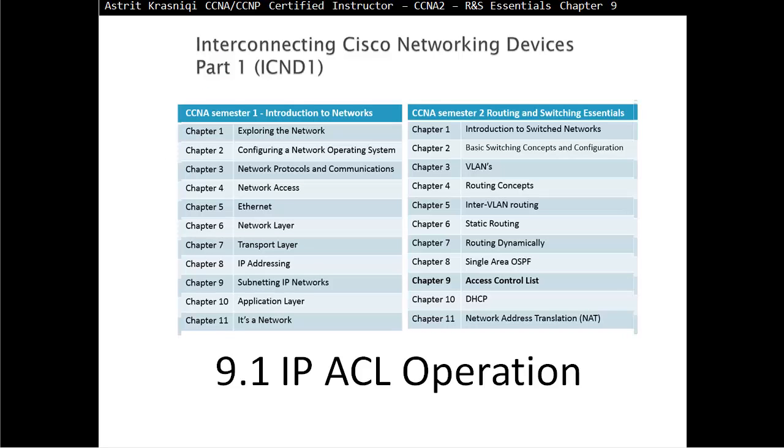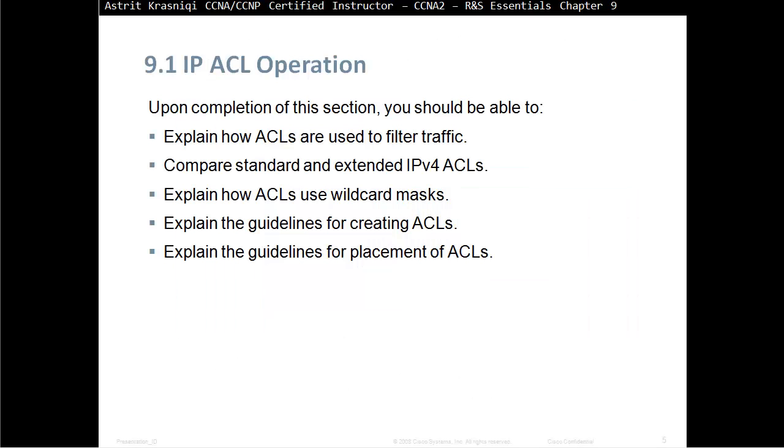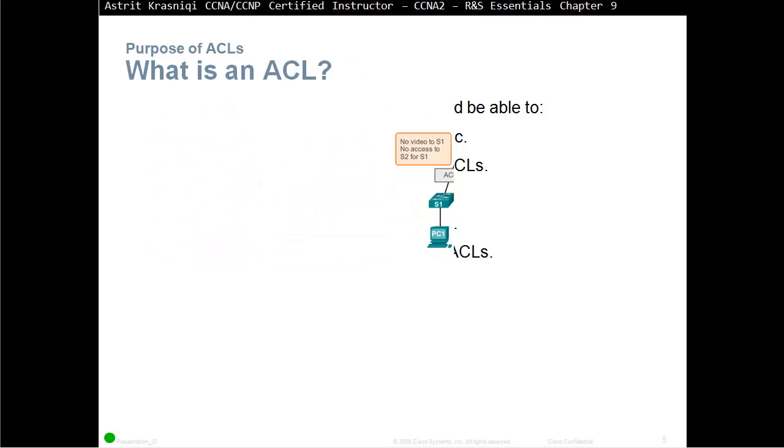9.1 IP ACL Operation, or IP Access Control List Operation. Upon completion of this section, you should be able to explain how ACLs are used to filter traffic, compare standard and extended IPv4 ACLs, explain how ACLs use wildcard masks, explain the guidelines for creating ACLs, and explain the guidelines for placement of access control lists.